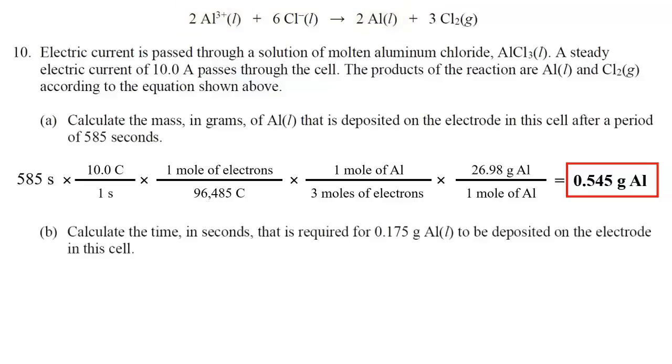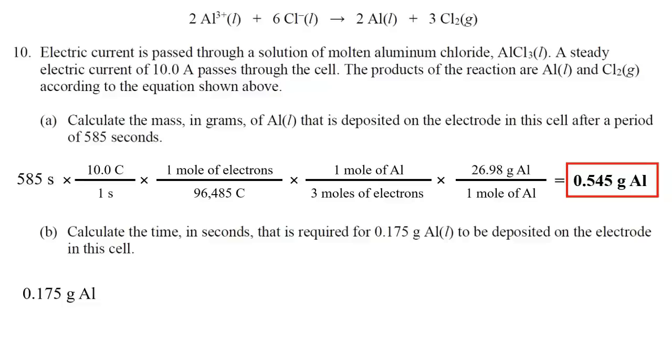Part B of this question is actually a reverse of the process that we used in part A. So in part A, we did a conversion from seconds to grams of aluminum. Now we're going to go in the opposite direction. It says calculate the time in seconds that is required for 0.175 grams of liquid aluminum to be deposited on the electrode in this cell. So we're going to start with 0.175 grams of aluminum, and then we're going to just be reversing our steps using the answer to part A as a guide.